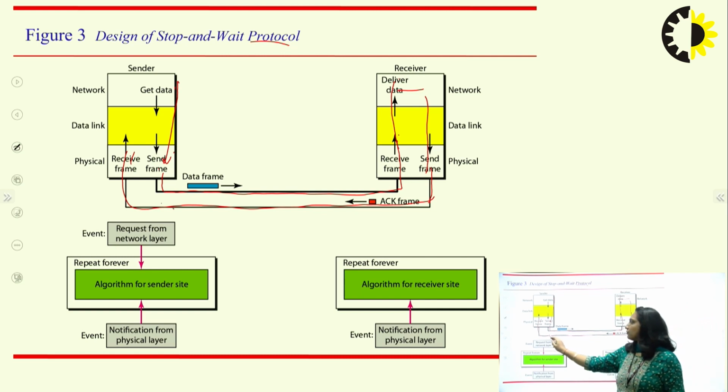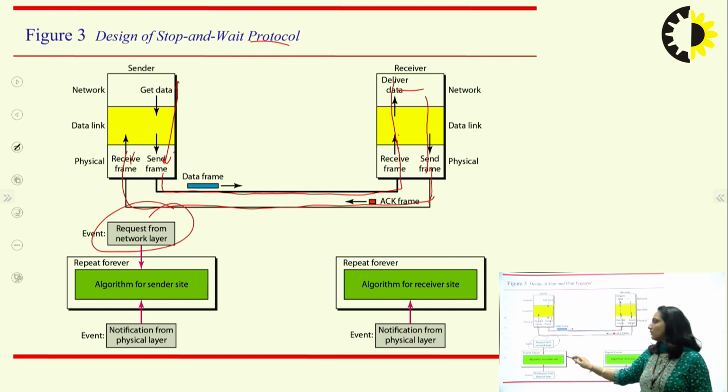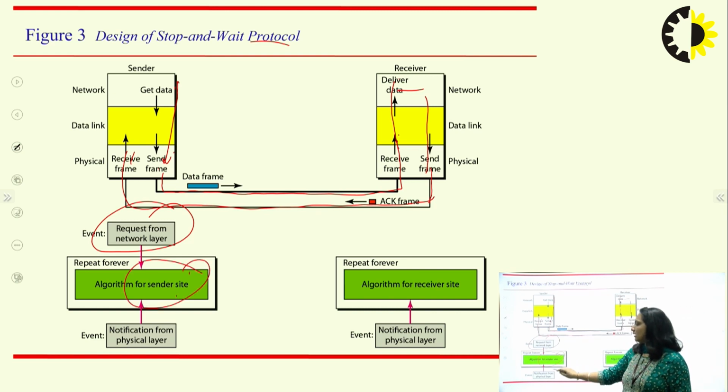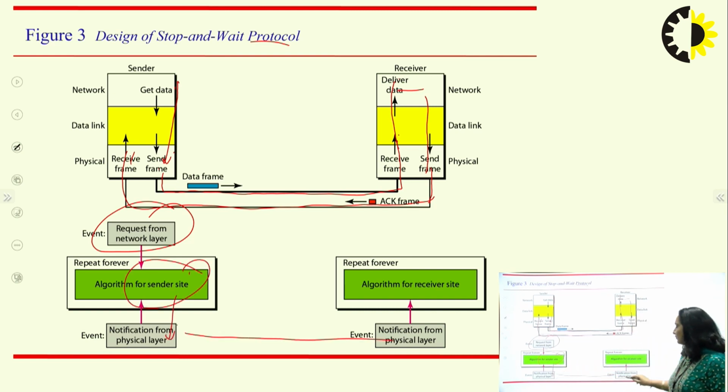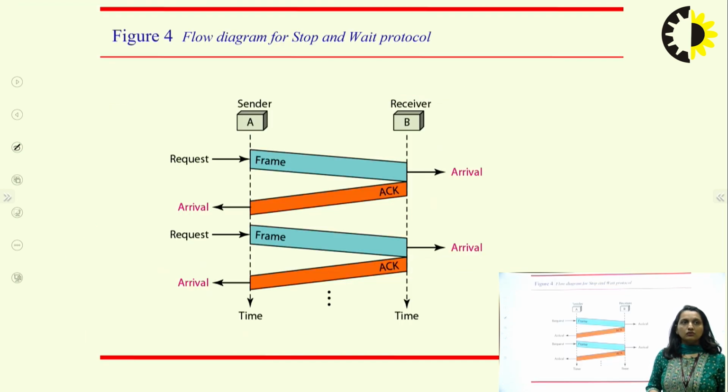The event is a request from the network layer, and we have an algorithm at the receiver side that notifies, and then it repeats on both the sender side and the receiver side. So we have communication from sender to receiver and from receiver to sender, because the sender sends the frames and the receiver sends the acknowledgement. So here is the flow diagram of it.